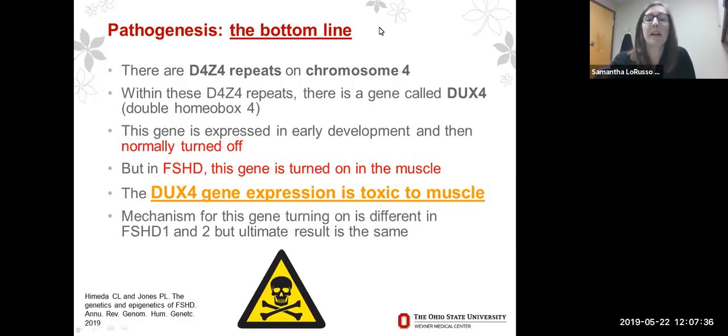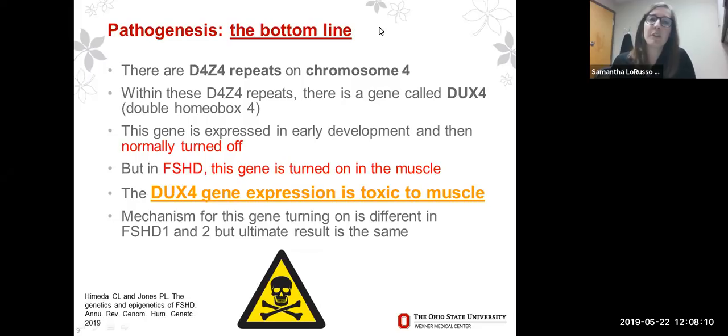So more about pathogenesis. If you don't remember anything, just try to remember the bottom line here, which is that DUX4 gene expression is toxic to muscle. So in FSHD, DUX4 is turned on and is toxic to the muscle, and it's a gene that is usually expressed in early development and then turned off. But in FSHD, it's turned on abnormally, and again, just to repeat myself, the expression of it is toxic to muscle.